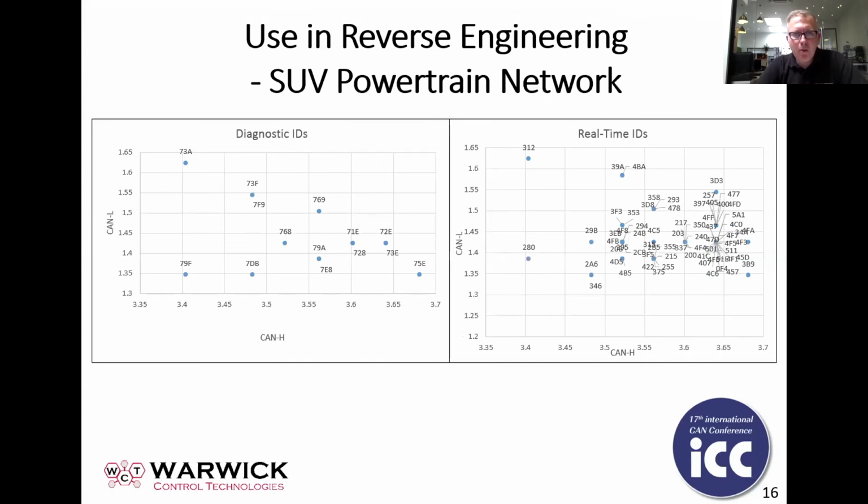We've got a more complex example here from a British SUV powertrain network. And you can see that there are certain patterns there that are a little bit more complicated. But again, if you dig down deep into how the diagnostic IDs actually match with the different real-time identifiers, you can use it to help you match which ECUs transmit which information.